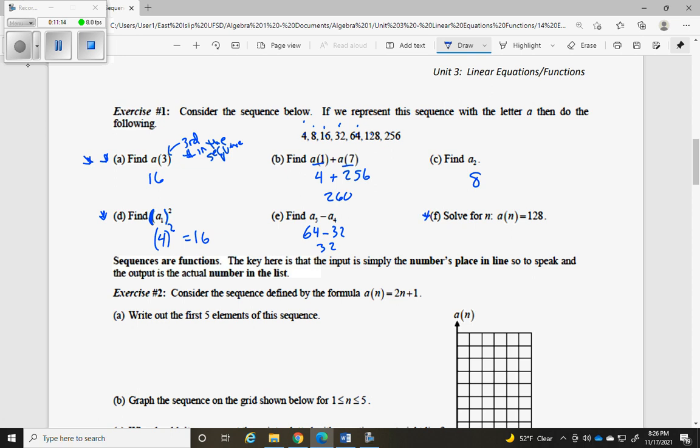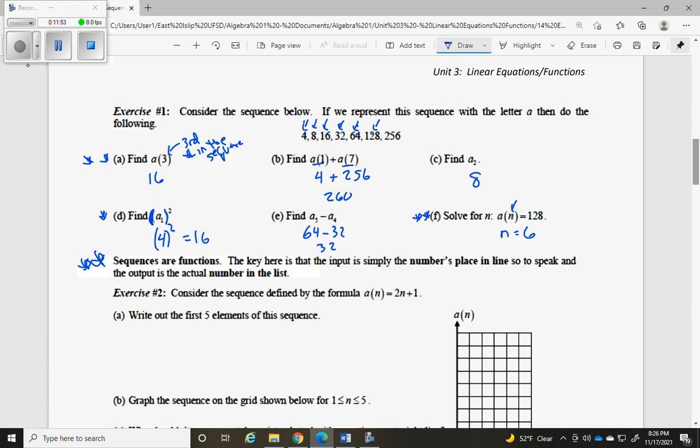And now, be careful, they're asking me for the input. Which input gives me an output of 128? Or, since we're talking about a sequence of numbers, what place in line is the term 128? 1, 2, 3, 4, 5, 6. N would be 6 because 128 is the sixth number in line. Again, the key: the input is simply the numbers placed in line.